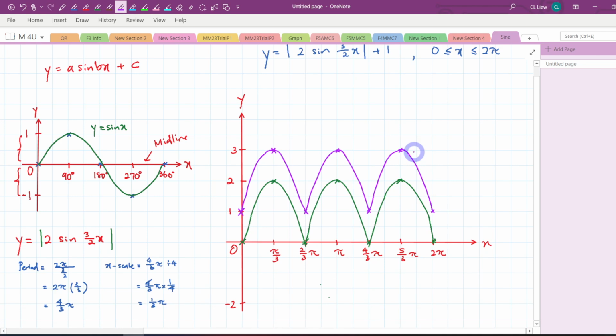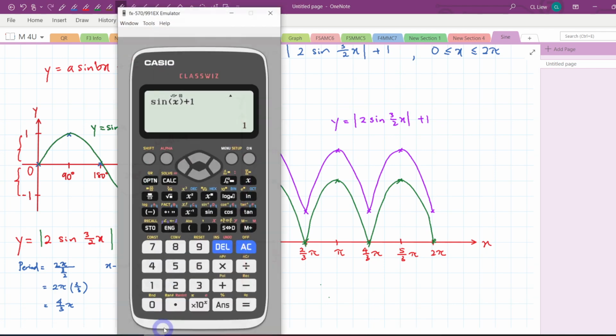This is basically the way how you sketch a trigonometric function. Let me write down the function: 2 sine 3 over 2x, modulus 2 sine 3 over 2x, plus 1. So as I told you just now, if you want to double confirm whether this graph is correct, you can key in your calculator.